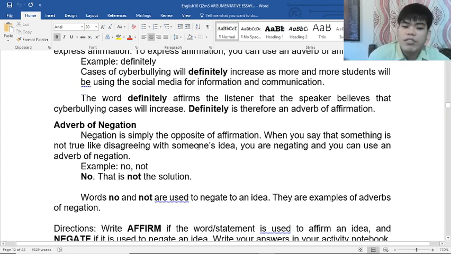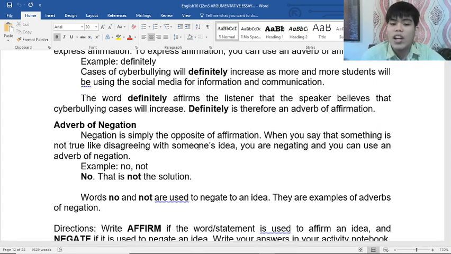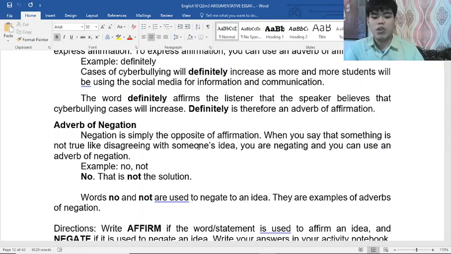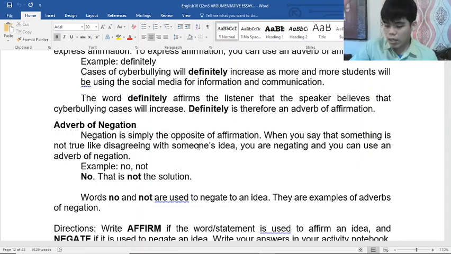Next is the adverb of negation. So this time you are denying, you are not agreeing with the argument. So negation is simply the opposite of affirmation. When you say that something is not true, like disagreeing with someone's idea, you are negating, denying, and you can use an adverb of negation. So example is, of course, negative words: no, not. So, no, that is not the solution. So the words no and not are used to negate an idea. They are examples of adverbs of negation.